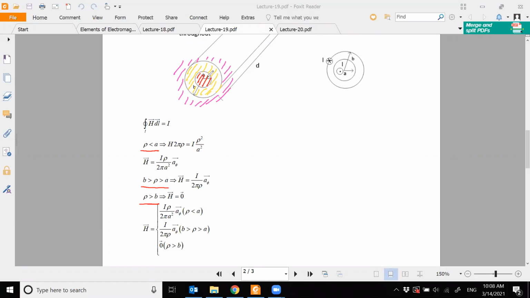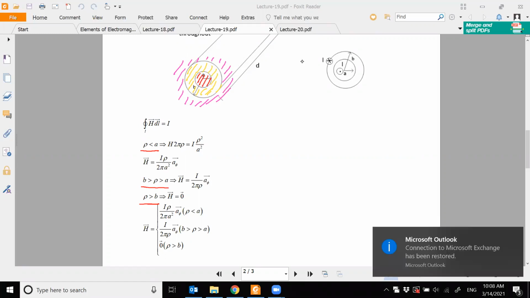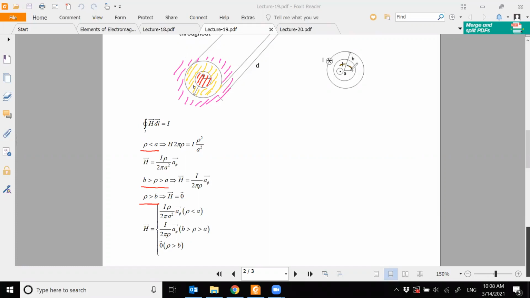So in order to find it in this part, I'm going to put a small Ampere's loop inside. And then I will apply Ampere's law. So again, on the left-hand side, this dot product will just change into mere multiplication, which will become H times the length of this loop, which is 2 pi rho, is equal to the current enclosed in this loop. I have already explained that when we looked at the problem.